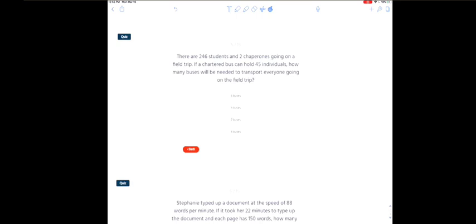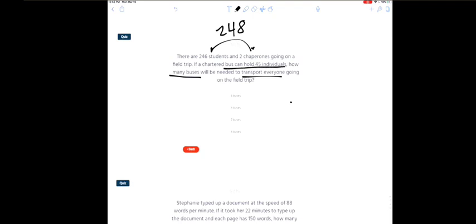Okay, number 5. There are 246 students and 2 chaperones going on a field trip. If a chartered bus can hold 45 individuals, how many buses will be needed to transport everyone going on the field trip? How many buses? So the question is asking us for the number of buses to transport everyone. Well, how many people are there in total? There's 246 students and 2 chaperones. That's 248 people. Okay, and our rate here, believe it or not, is 1 bus for every 45 people.